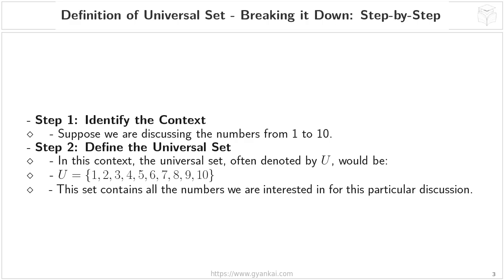Remember, we often use the letter U to represent the universal set. So in this case, the universal set, U, would be the set containing all the numbers from 1 to 10. We write this as U equals an open curly brace 1, 2, 3, 4, 5, 6, 7, 8, 9, 10, close curly brace. Essentially, we're listing all the elements that are part of our discussion. This set contains all the numbers we are interested in for this particular discussion.